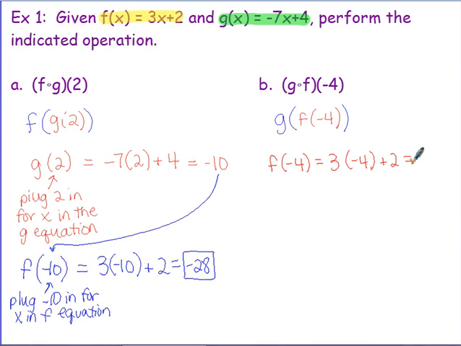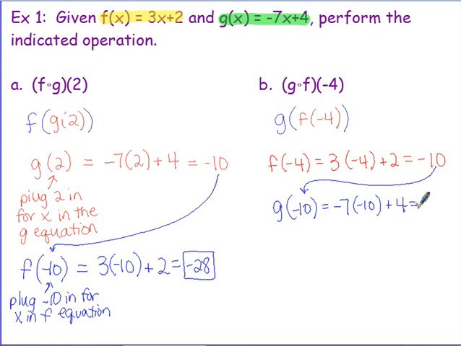Again, use your calculator, and you just happen to get negative 10. Again, just a coincidence. That is your first answer. We use this answer with the blue guy. So g, and this answer is going to carry down here, g of negative 10. So here's my g equation. There's my x. So negative 7 times negative 10 plus 4.